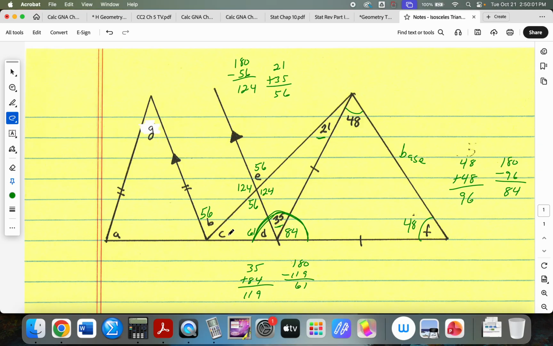Well, now I can find angle C because I know 2 of those 3 angles. So add 56 and 61. It's 117 from 180, is 63 for C.